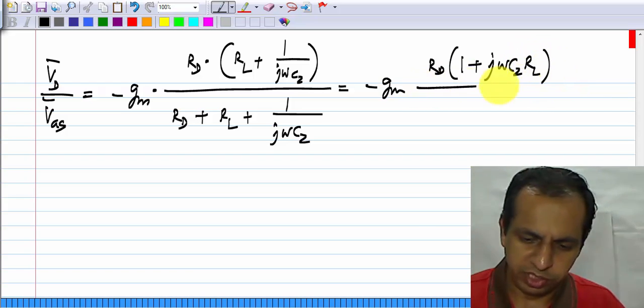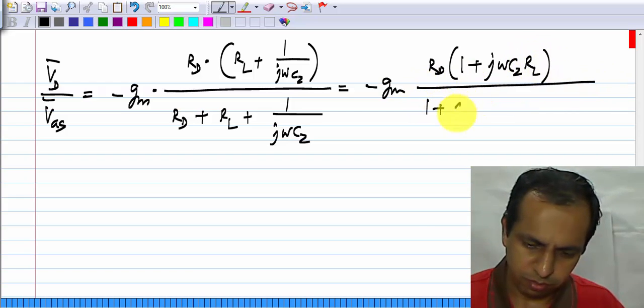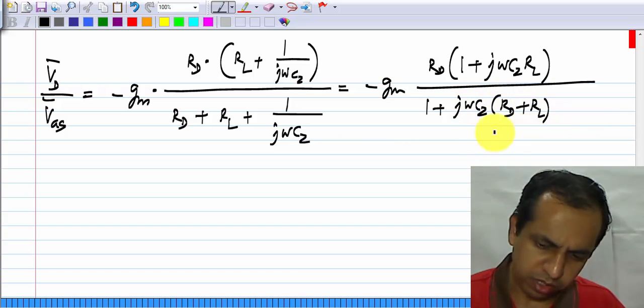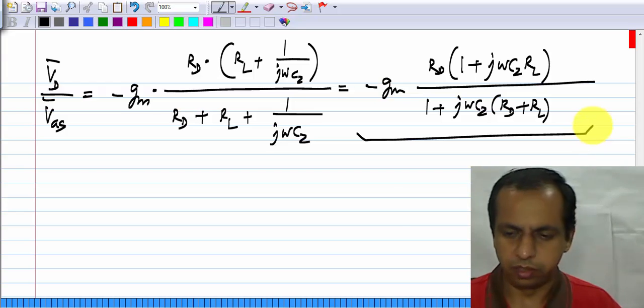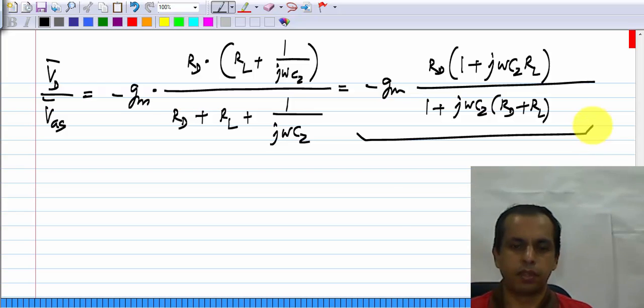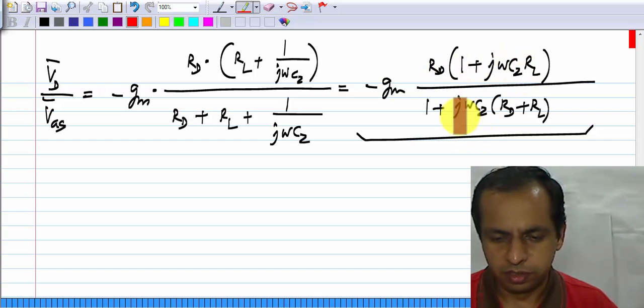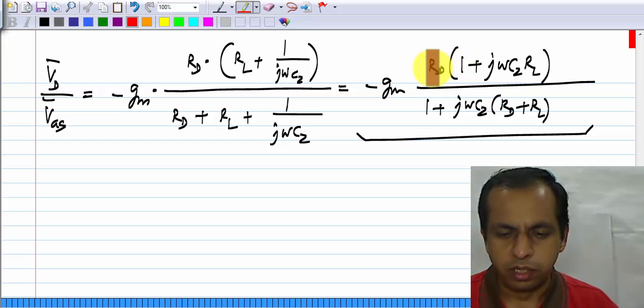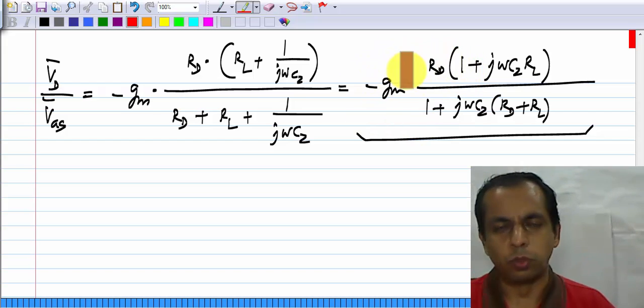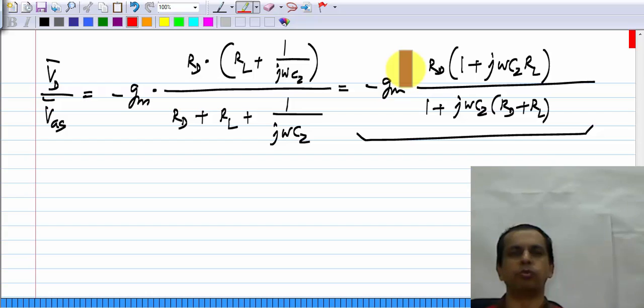(1 + j omega C2 R L)/(1 + j omega C2 (R D + R L)). Okay. So, now you see that you have this extra factor of 1 here. If R D is very large, the drain voltage can become much larger than the output voltage.